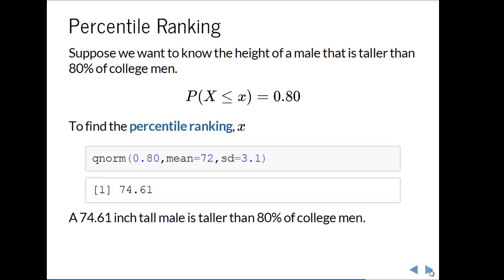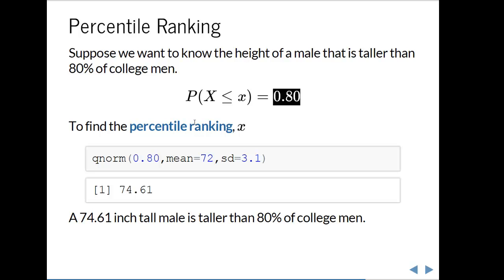So in all of the previous examples, you were given the bound and you were asked to find the probability. What if we switch this? Suppose we give you the probability and we want you to find the bound. For example, suppose we want to know the height of a male that is taller than 80% of college men. So this time you're given the probability or the percentage and you're trying to find the bound. Here we're talking about the 80th percentile. We are looking for the value of little x, the height, that is taller than 80%, 0.8, of college males. Little x is called a percentile ranking.